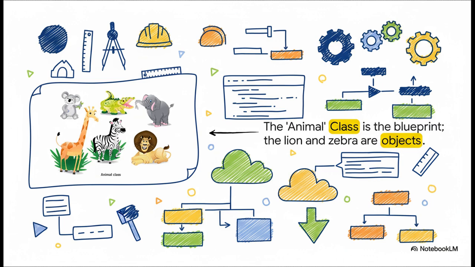Here's a great example. You could create a class called Animal. This blueprint would define general things like has legs or makes a sound. But from that single animal blueprint, you can create lots of different unique objects. A lion object, a zebra object, an elephant object. Same blueprint, totally different results.